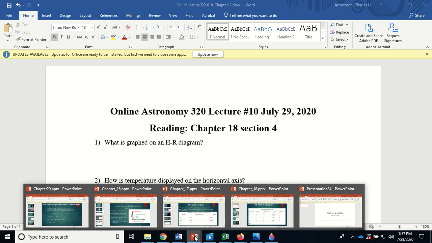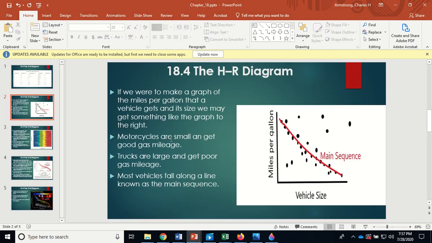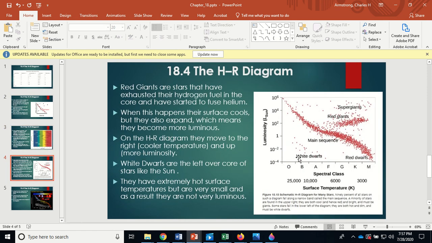On the HR diagram, let me just go down and look at the diagram first. This is an example of an HR diagram. Here's a better one. What they're doing is graphing luminosity versus surface temperature. We see spectral class: O, B, A, F, G, K, M. That's 25,000 Kelvin, 10,000 Kelvin, 6,000 Kelvin, right about here, 3,000 Kelvin. So the temperature decreases as we go left to right. These are the temperatures of stars, and this is how luminous they appear. This would be absolute brightness, not apparent brightness, how bright they would appear if they were exactly 10 parsecs away.